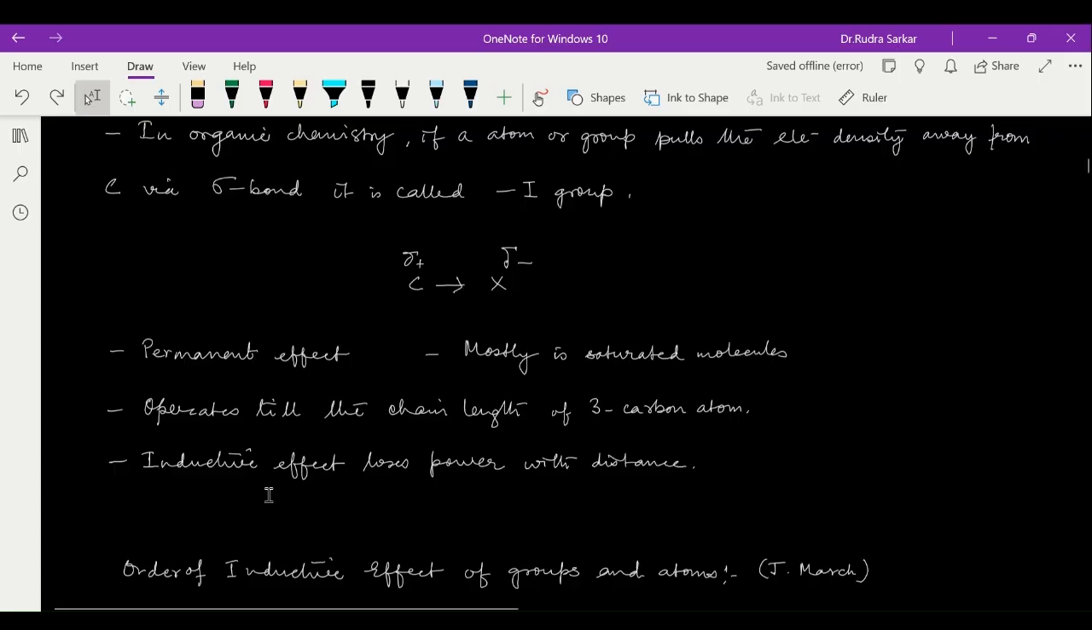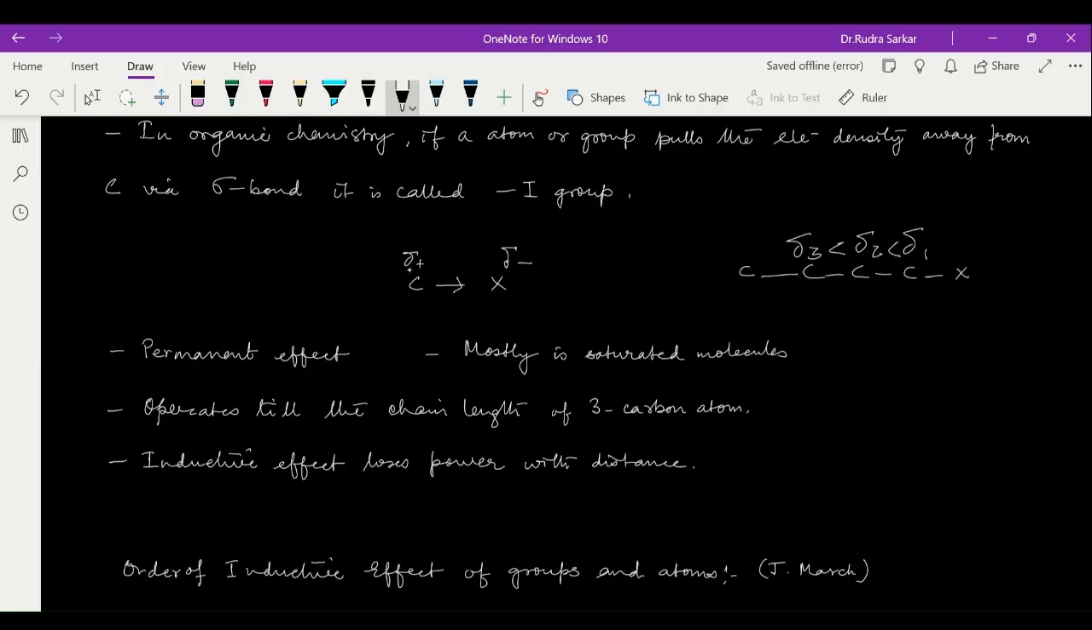So what we are seeing, if you are having delta minus charge over here, let's say we have X, this is delta 1, this is delta 2, this is delta 3. Which is greater negative positive charge? This one. So as you are going to the end, this power is reducing. Understood? This is what we mean to say.